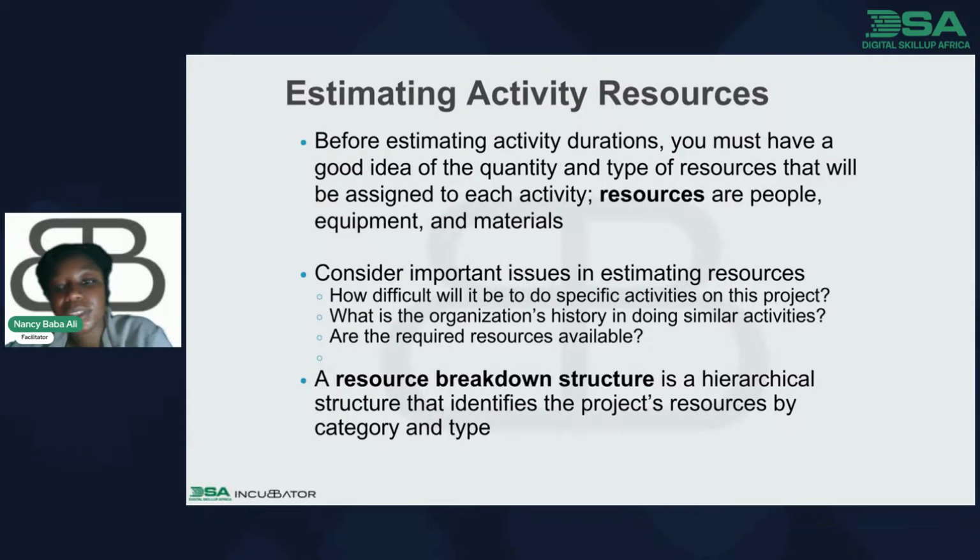We spoke about estimating activity resources. Before estimating activity durations, you must have a good idea of the quantity and type of resources that will be assigned to each activity. Resources are people, equipment, and materials. Do not forget, as a project manager, people working on the project are called resources. The materials that you use, be it sand, paper, a service, or anything, are pretty much called materials or equipment, right?